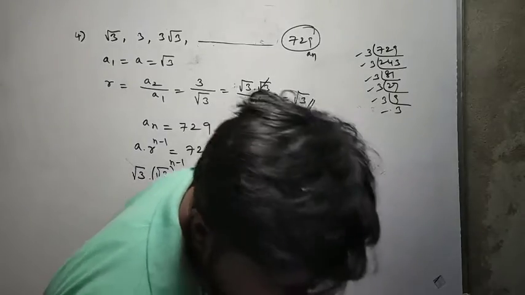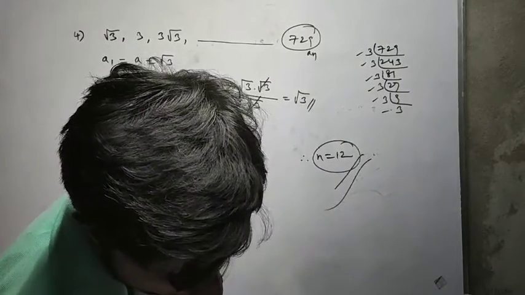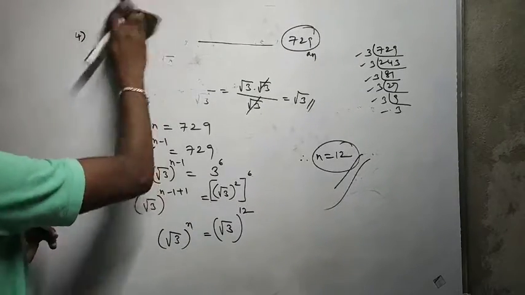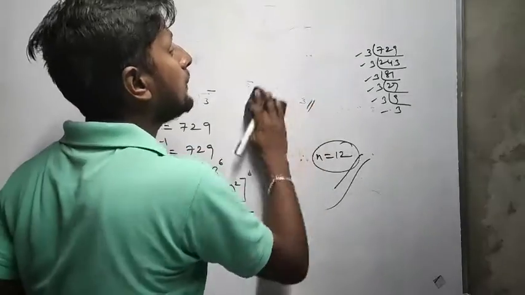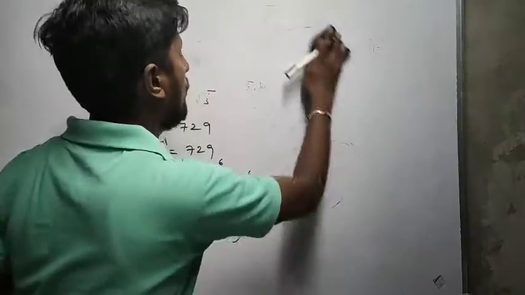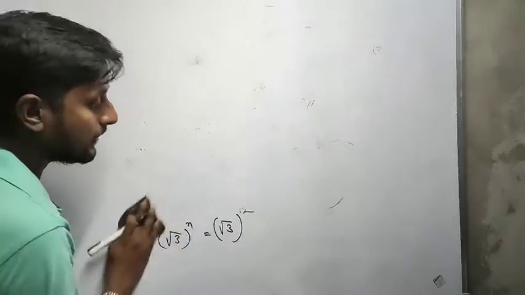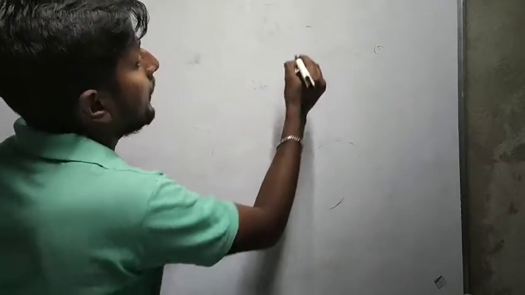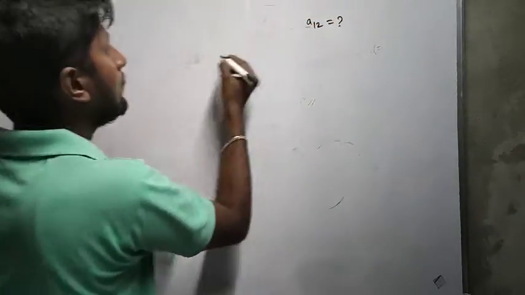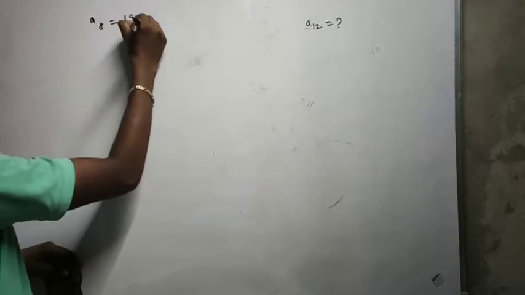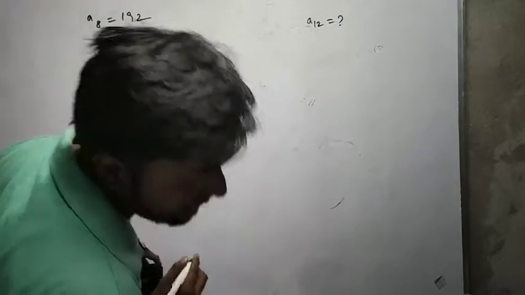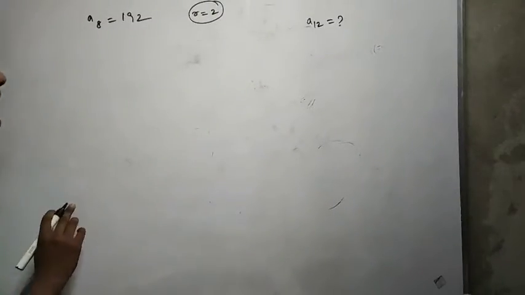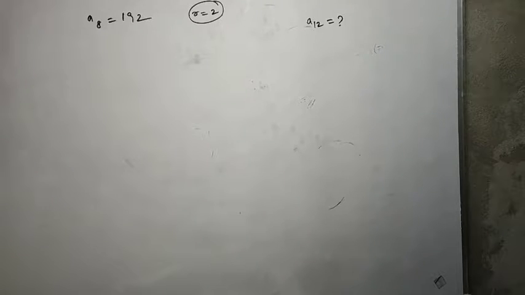Question number 5, beta. Find the 12th term of a GP whose 8th term is 192 and common ratio is 2. Problem number 5. Find the 12th term, whose 8th term is 192. We should find a12, whose 8th term is 192, and the r value is 2. So that means we don't know about a. Am I right? Yes? Right.